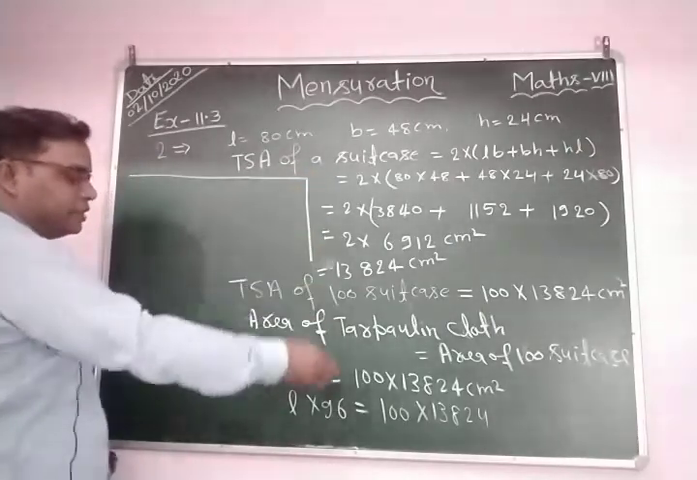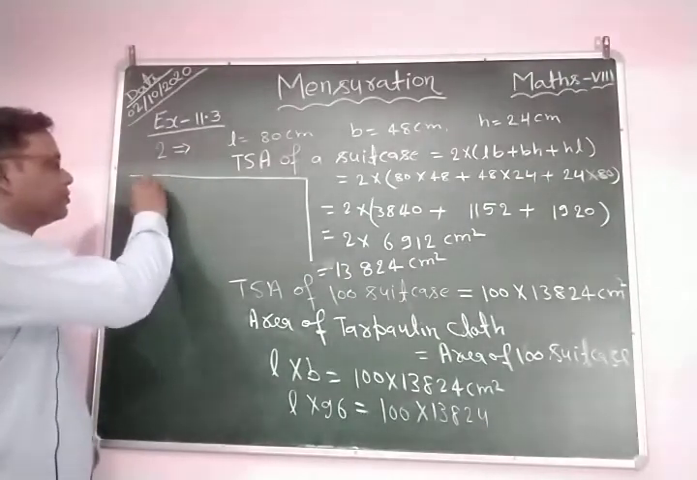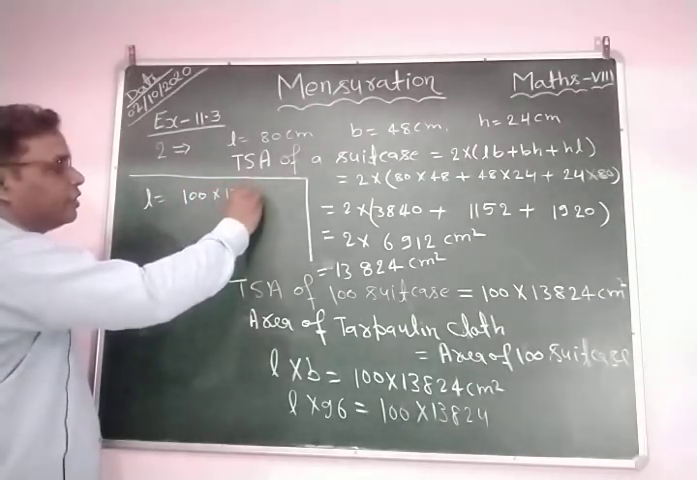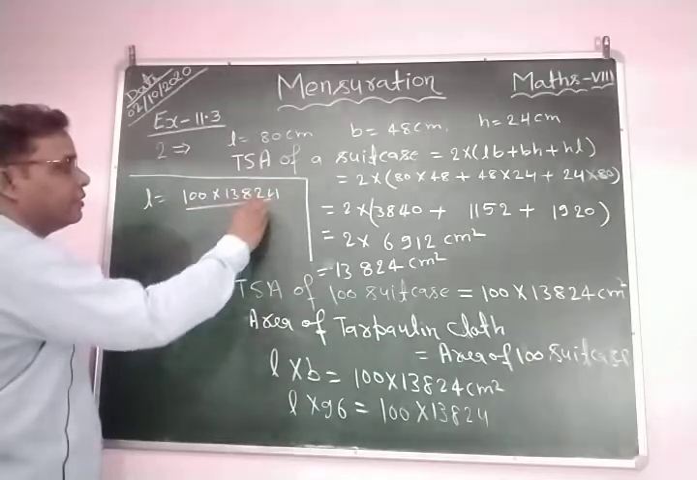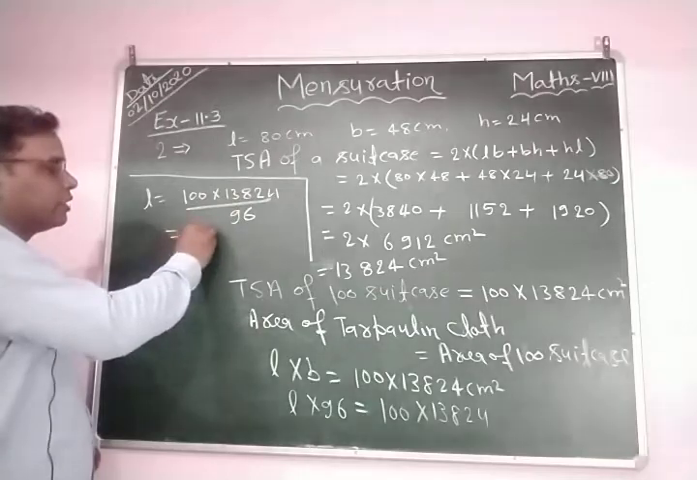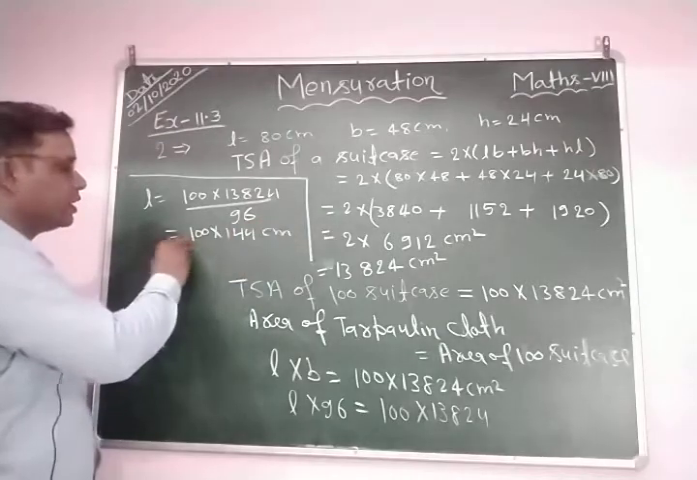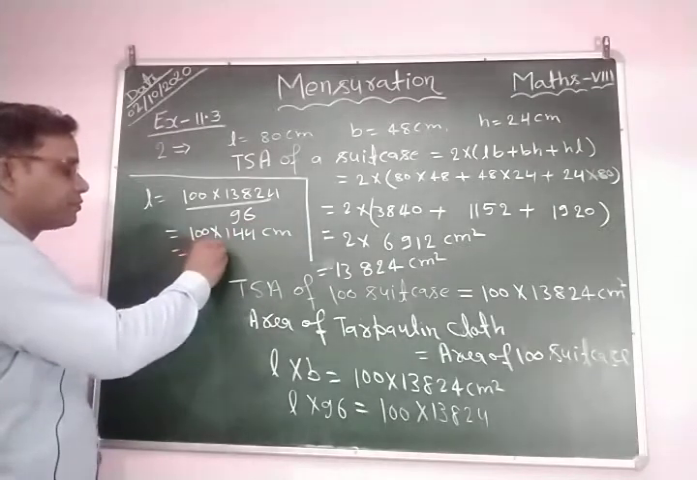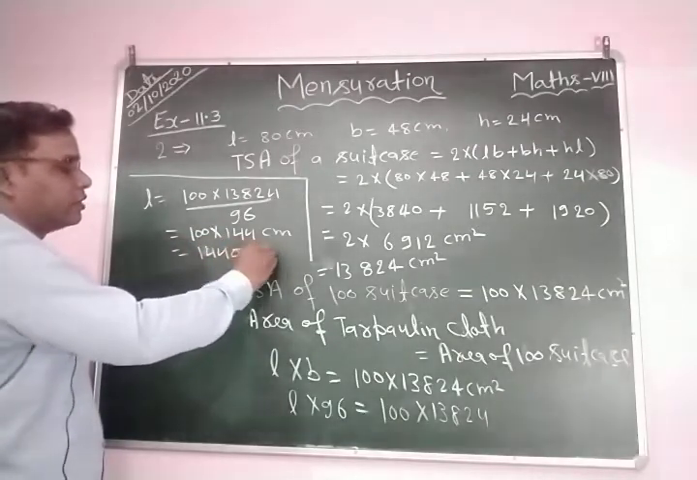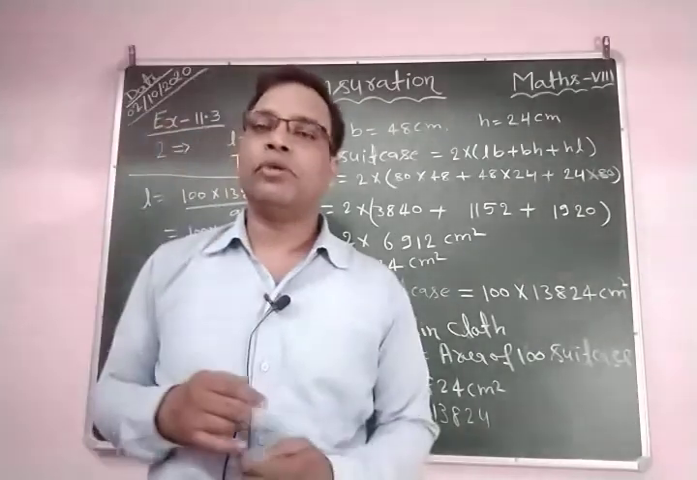If you transpose this 96 to that side, here length is equal to 100 into 13,824 divided by 96. If you divide this by 96, then we obtain 100 into 144 centimeters, or you can say this is equal to 14,400 centimeters. This is the length of the tarpaulin cloth.